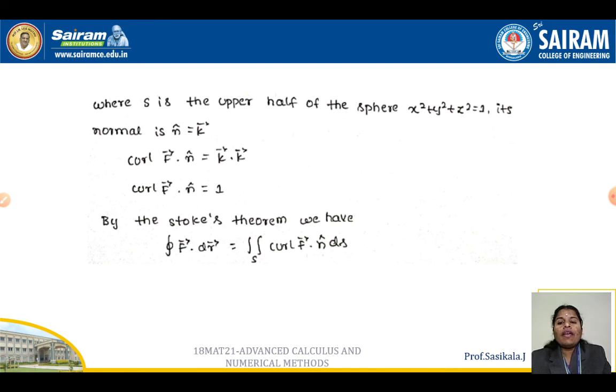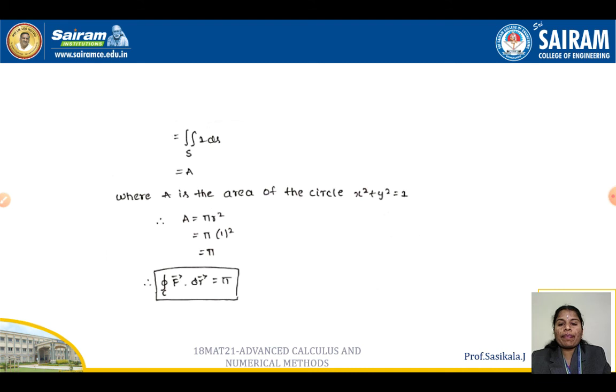Now, where S is the upper half of the sphere x square plus y square plus z squared equal to 1, the normal n cap is equal to k vector. So curl of f vector dot n cap is equal to k vector dot k vector, so I'll get curl of f vector dot n cap is equal to 1. By the Stokes theorem, we have the integration of the closed curve f vector dot dr vector equal to the double integration over S of curl of f vector dot n cap. So substitute that, double integration of S ds.